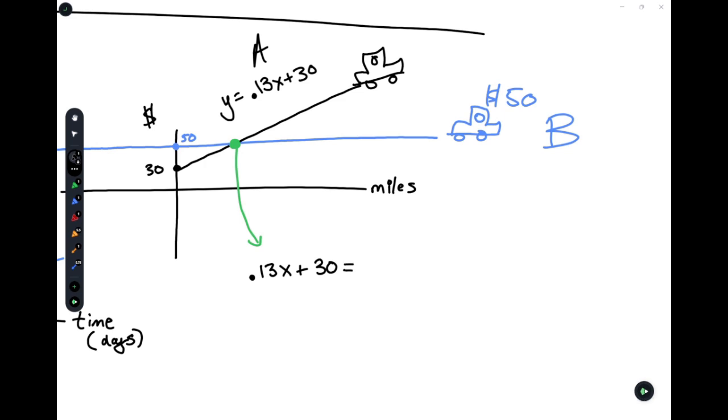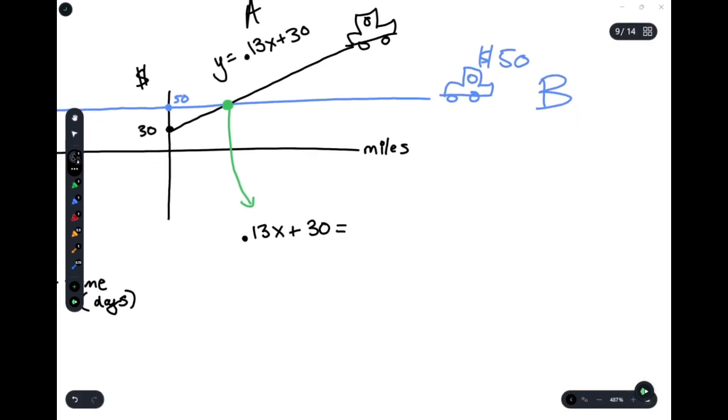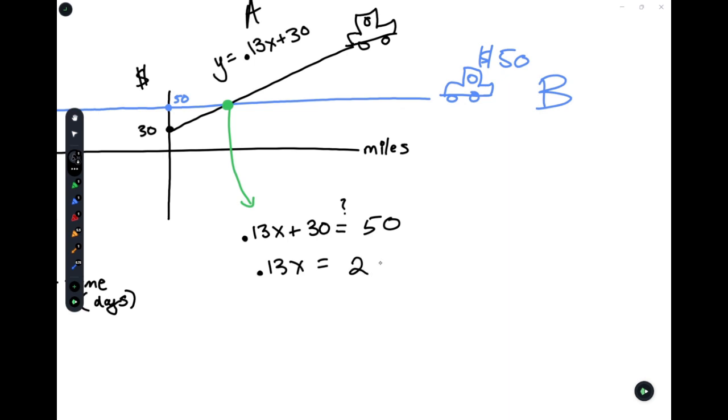I'm just going to say an equal sign and then we can figure it out. Equals with a little question mark over it because we don't know which side we're looking for. We could say both. We could analyze it which way. Equals with a question mark over it and $50. Which means you get 0.13x equals 20. Which means you get x equals.